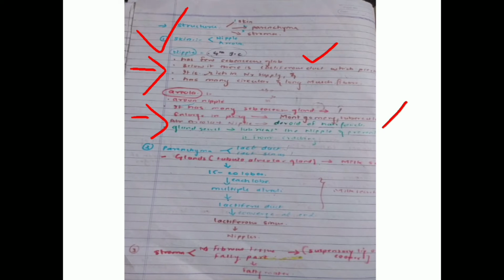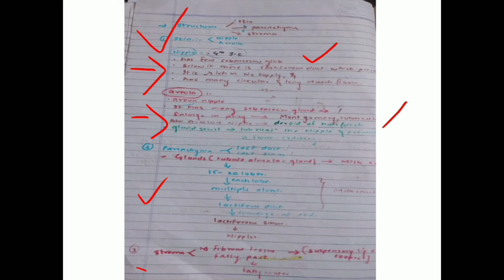Now the second structure of the breast is the parenchyma. In the parenchyma there are certain glands known as the tubular alveolar glands which secrete milk. It consists of 15 to 20 lobes and each lobe has multiple alveoli. These alveoli secretions extend into the lactiferous duct and these lactiferous ducts converge at the end to form the lactiferous sinus which drains into the nipple.